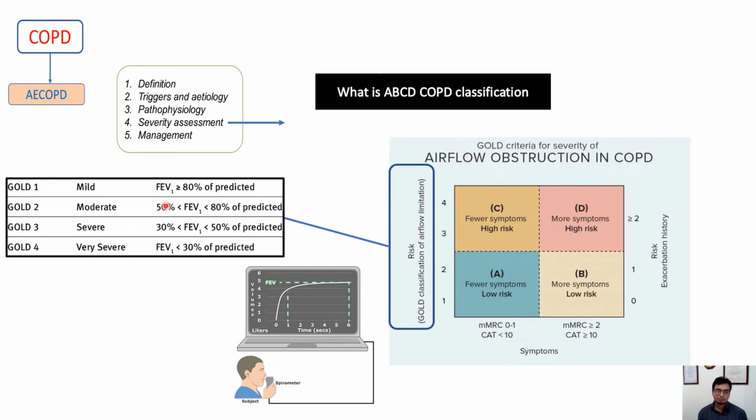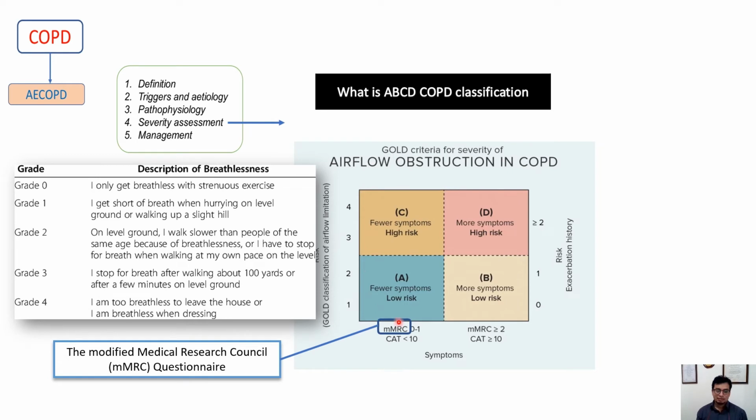More than 80% is mild, 50 to 80 moderate, 30 to 50 severe, and less than 30 very severe. Now, what is MMRC? MMRC is the Modified Medical Research Council questionnaire, which is widely used to assess the severity of breathlessness in patients with COPD, starting from grade 0 to grade 4. Grade 0 is if you get breathless with strenuous exercise, which is quite common even with healthy lungs. And grade 4 is breathless even at rest, or breathless to leave the house, or breathless while dressing. So that is grade 4.